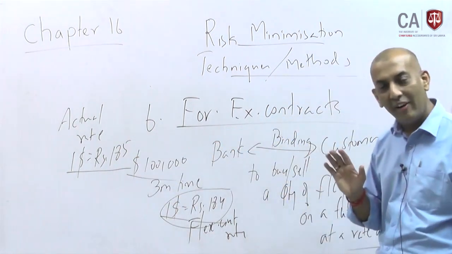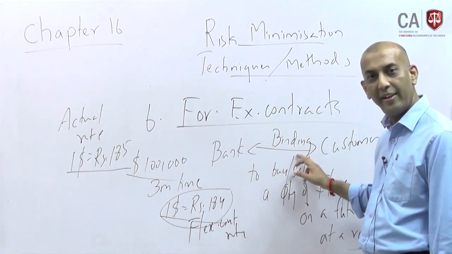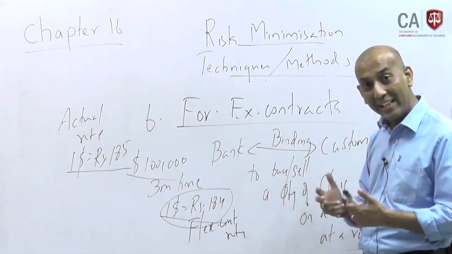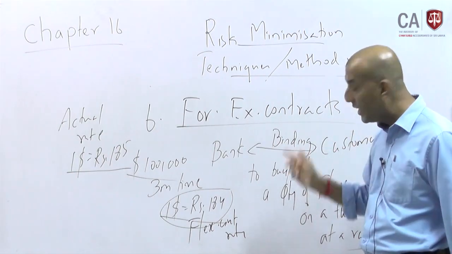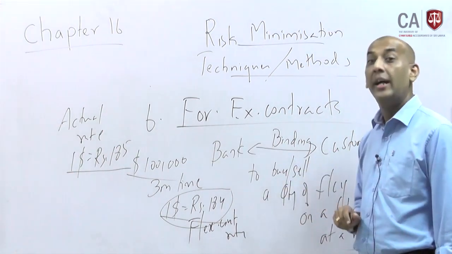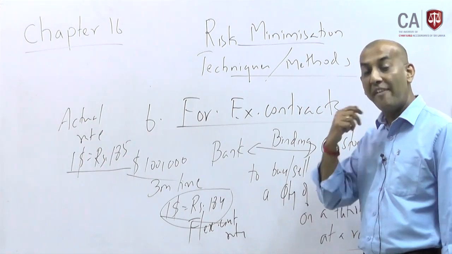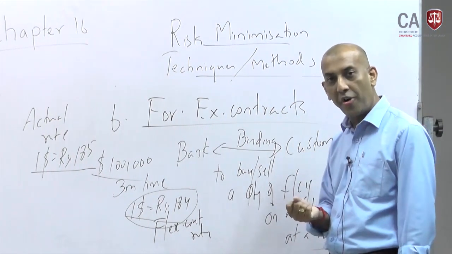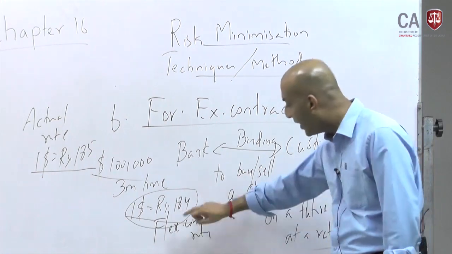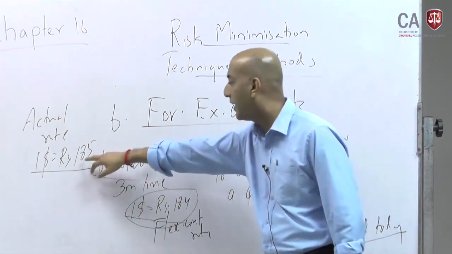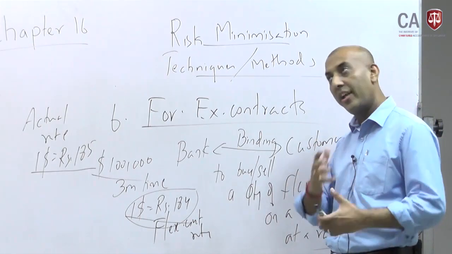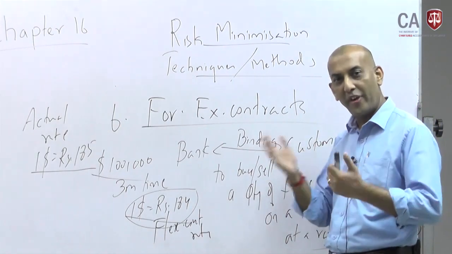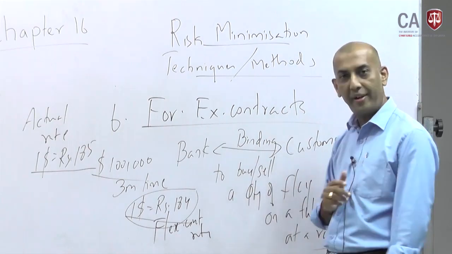Bank cannot say that. Why? The bank also signed this contract. That's why I said the bank is obliged. There is an obligation from the bank's point of view to sell the dollars at 184. From the customer's point of view, he has the right under the contract to buy the dollars at 184 even though the market rate is 185. This is the advantage as well as the disadvantage for different parties under a binding contract.